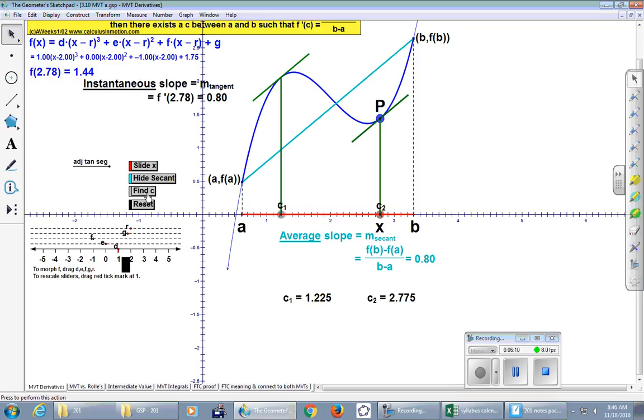Cool? So the mean value theorem doesn't say that there's exactly one. It just says there's at least one. There could be 2 or 4 or 50.